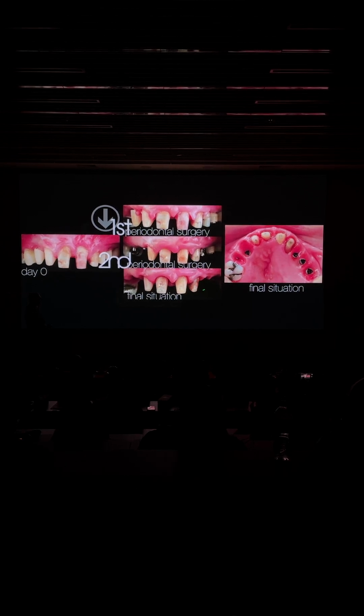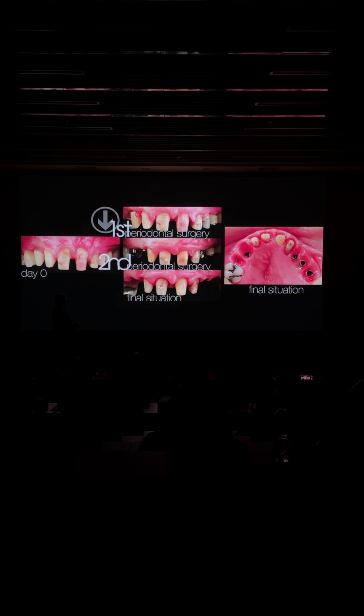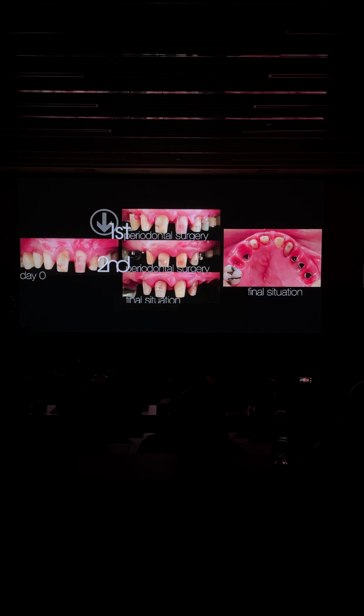The first periodontal surgery, the second periodontal surgery, and then the final situation before we place the final crowns. You can see here all the amount of pressure that we have created with a provisional to come up with something that has the same profile from canines, from implants into teeth all around the arch.